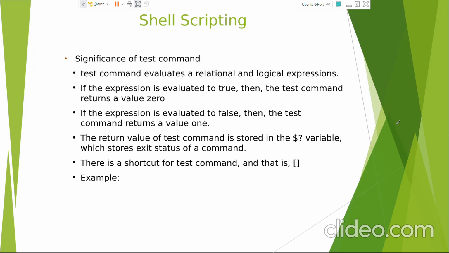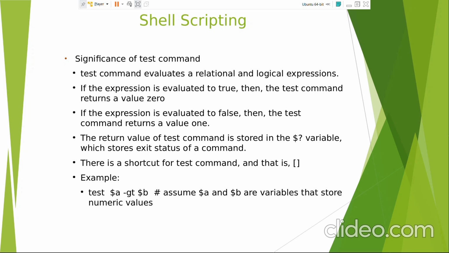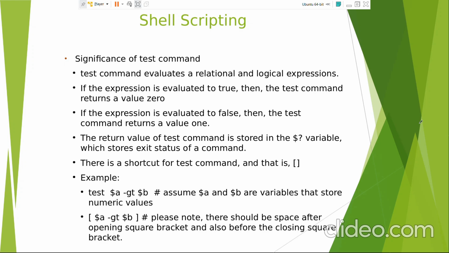So the syntax is like this. Either you can specify test $a -gt $b. Here we assume that $a and $b are variables that store numeric values. So -gt is the numerical comparison operator, which we are going to learn subsequently. Here we are using the test command, or you can even specify that expression within a pair of square brackets. As I told you, that is a shortcut for the test command.